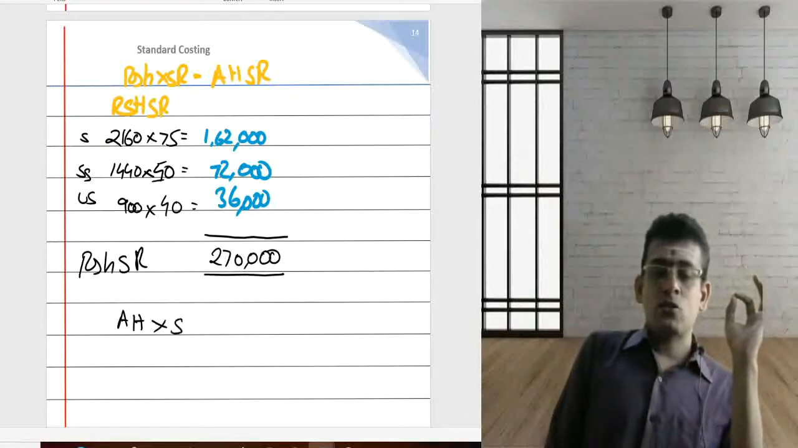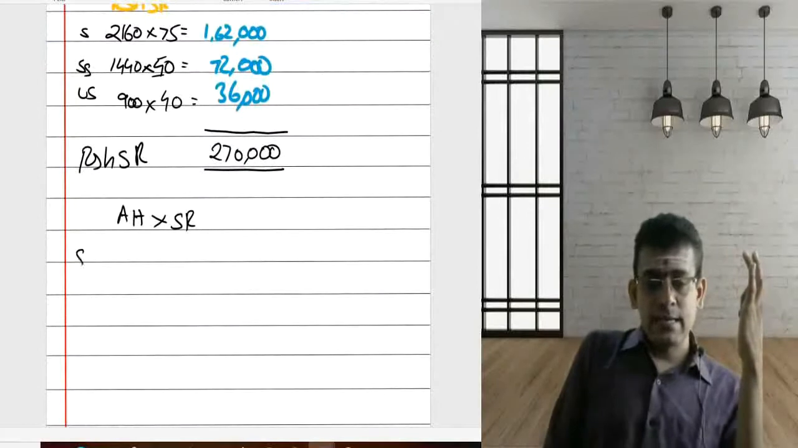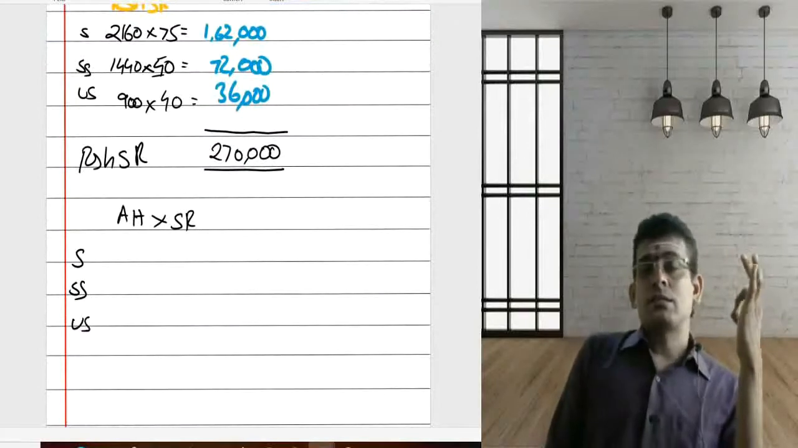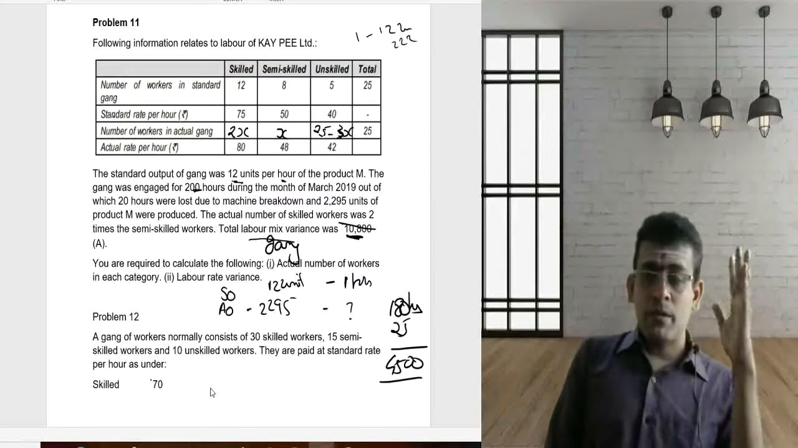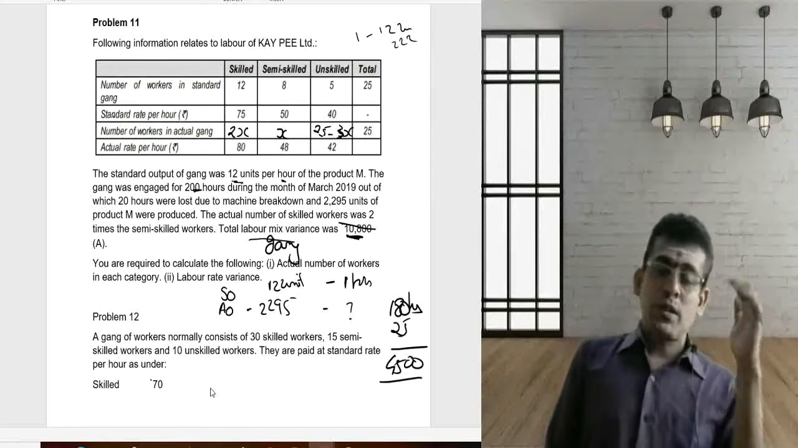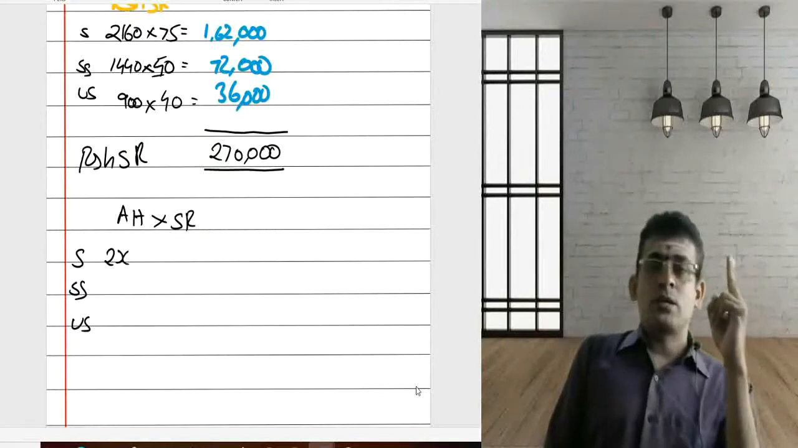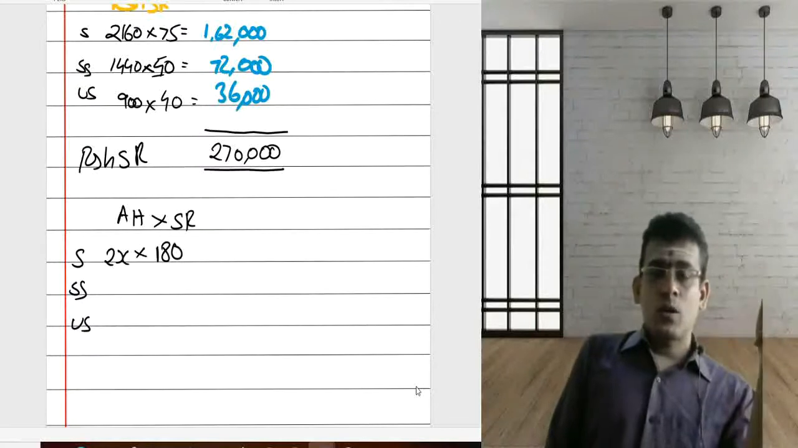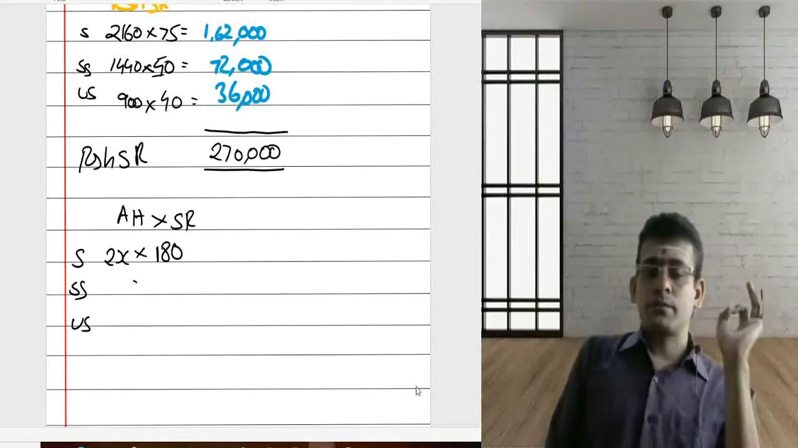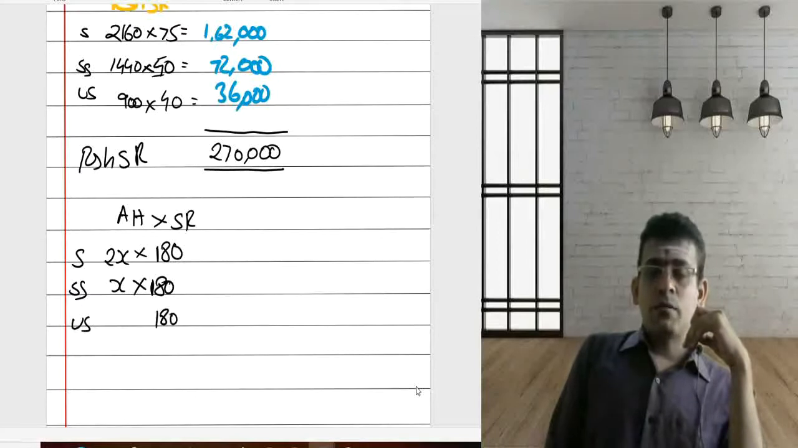That actual hours again has to multiply with your standard rate. Now let us try to find that for your skilled, semi-skilled, and unskilled. In the problem we had already assumed my standard workers, skilled workers to be 2x, semi-skilled to be x. Now let us come here. 2x, each worker is working for how many hours? 180 hours. One worker is working for 180 hours. Like that, there are x number of people.